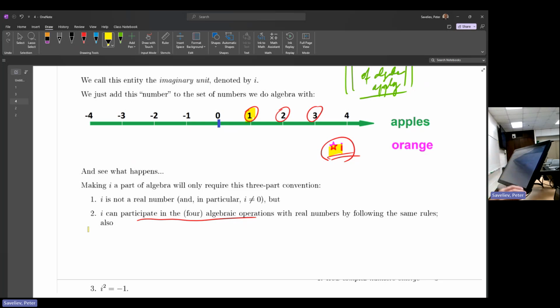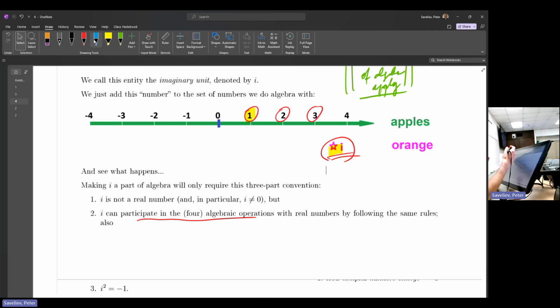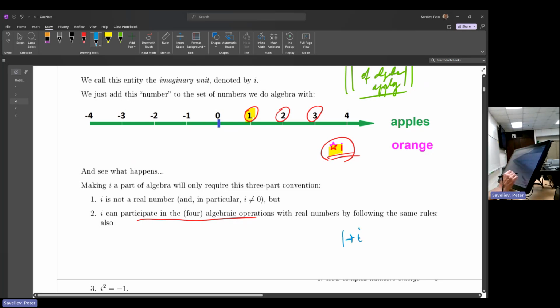And then we just carry out algebraic operations as if the numbers were real, without asking ourselves what is the meaning of 1 plus i. Okay, from this point on it is meaningful, but we don't say what it is. We don't mix them up.